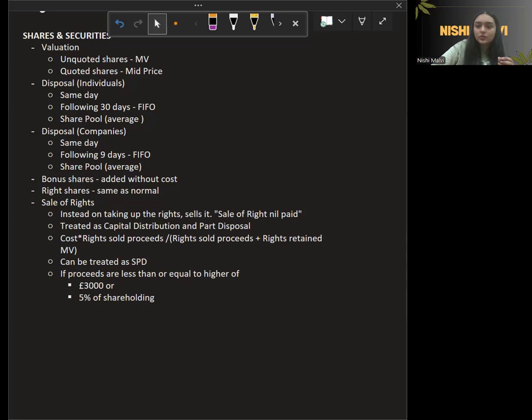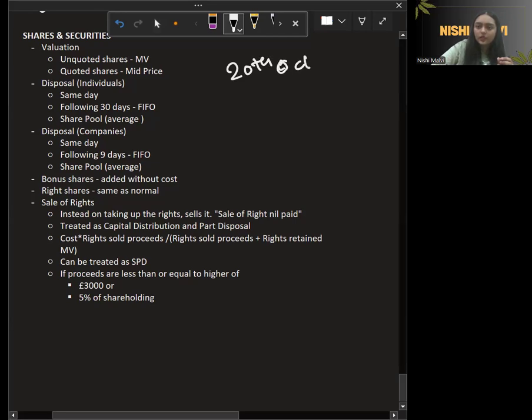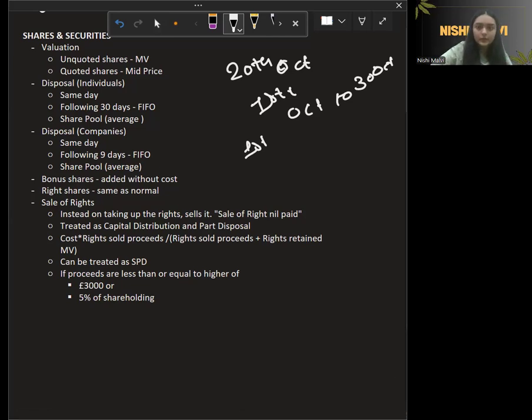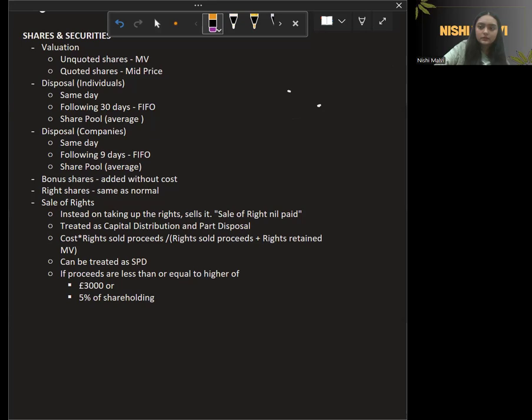suppose today is 20th October. I'm considering 30 days from 1st October to 30th October. So whichever shares came first will be deducted first, and whichever shares came on the 30th will be deducted last. Now, after doing this, you have some shares.